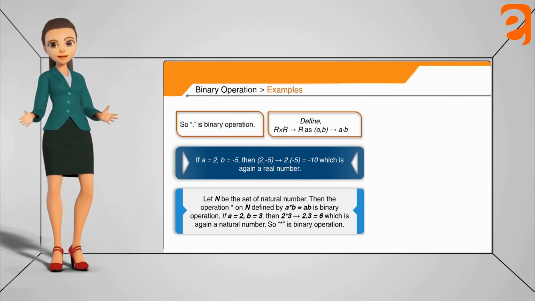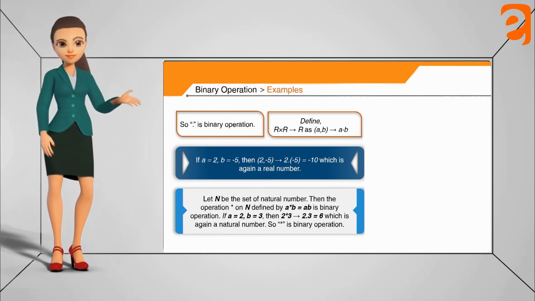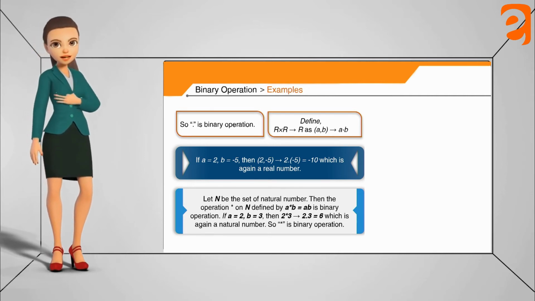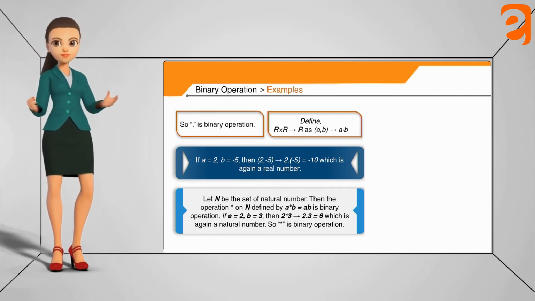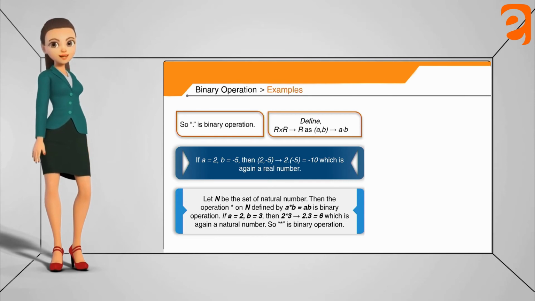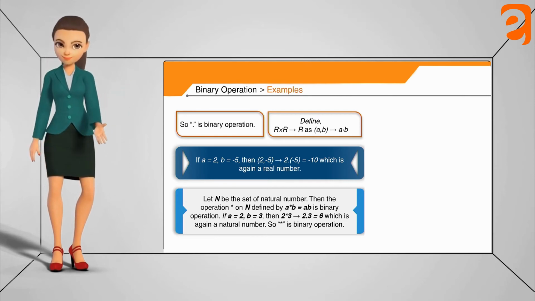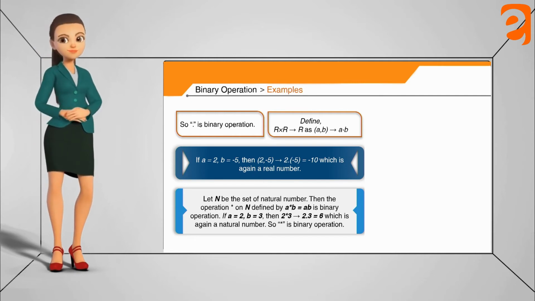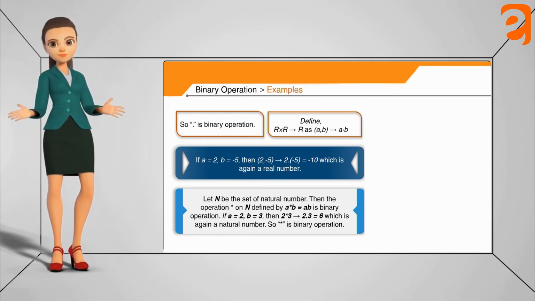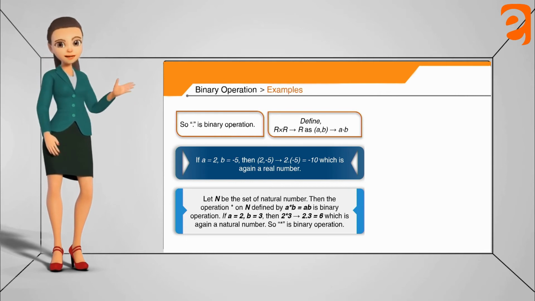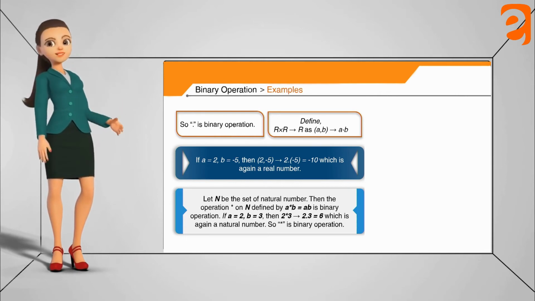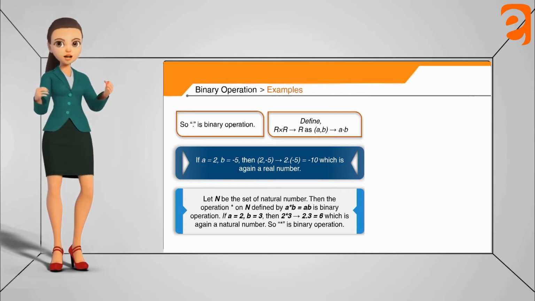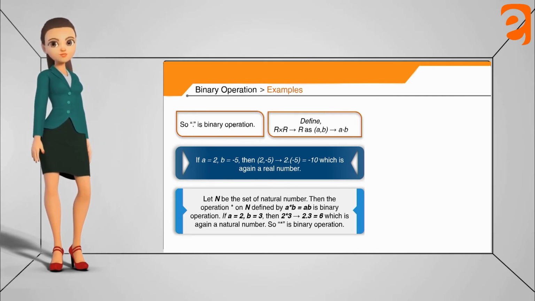If you take the case of natural numbers and define the binary operation a star b equal to ab, meaning multiplication of two natural numbers, then we can easily show that this multiplication is a binary operation on the set of natural numbers. Considering the particular case of a equal to 2 and b equal to 3, multiplying 2 and 3 gives 6, which is again a natural number. So we can say that multiplication is a binary operation on the set of natural numbers.